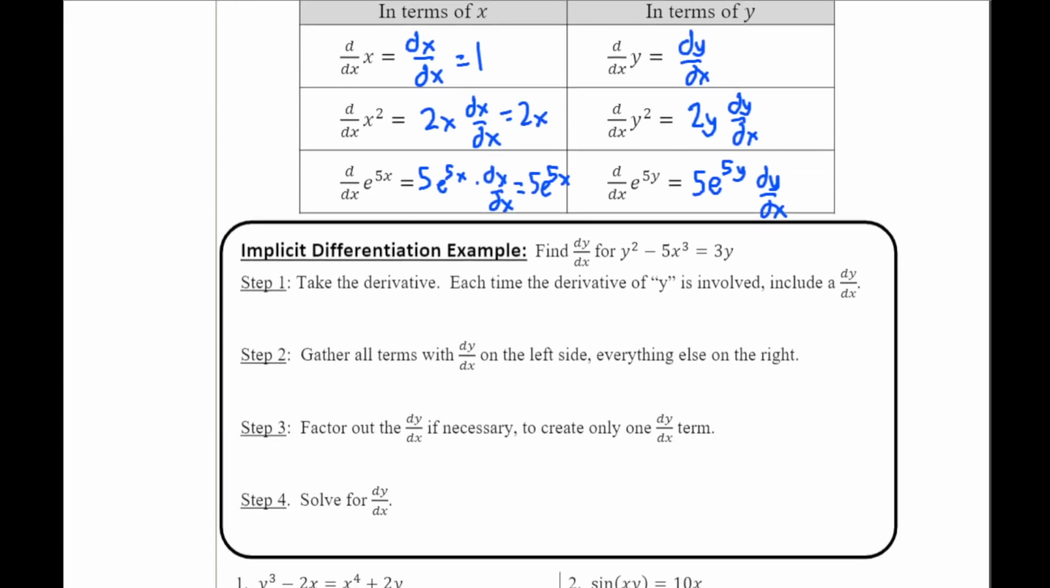Here's an example we'll work on. Find dy dx for y squared minus 5x cubed equals 3y. First step you want to do is take the derivative. Each time the derivative of y is involved, just include a dy dx. So the derivative of y squared is just 2y, but because it's a y and you're taking the derivative with respect to x, write a dy dx. And then we subtract, well, this is an x, so we do it as normal, 15x squared, equals 3 dy dx.